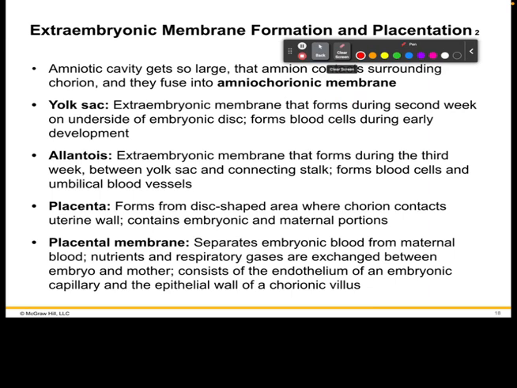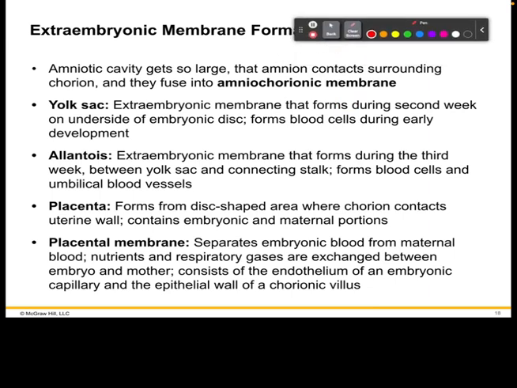So because the amniotic cavity is going to get so large, the amnion is going to contact the surrounding chorion, and therefore, when they fuse, the amniochorionic membrane will form. Next, we have the yolk sac. So the embryonic membrane that forms during the second week on the underside of the embryonic disc is going to form blood cells during the development because of the yolk sac.